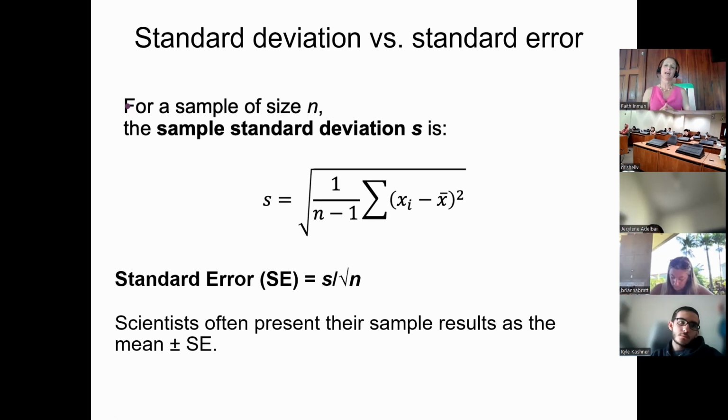And it's also something that you will see a lot. Scientists often present their sample results as the mean plus or minus the standard error. Sometimes plus or minus the confidence interval. Sometimes standard error. When you're presenting your results, always specify. That way we can be sure and we can know.